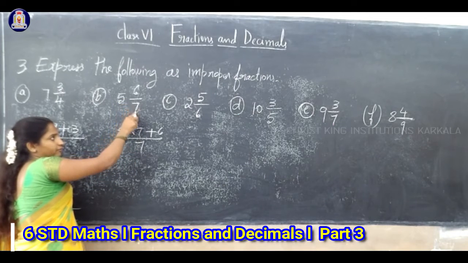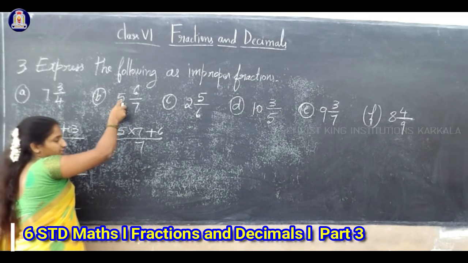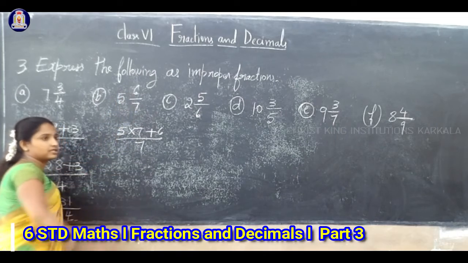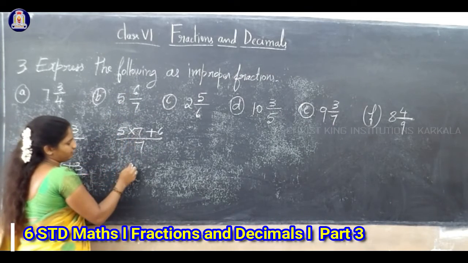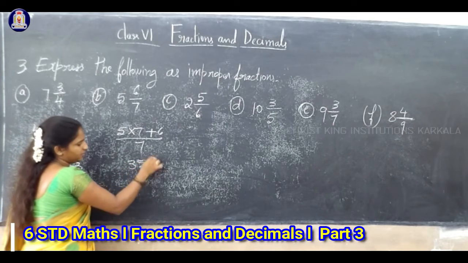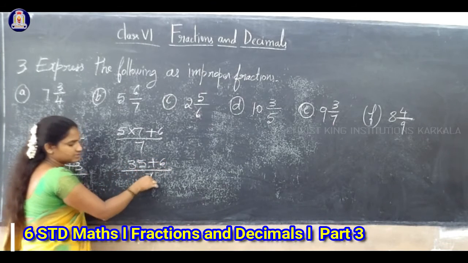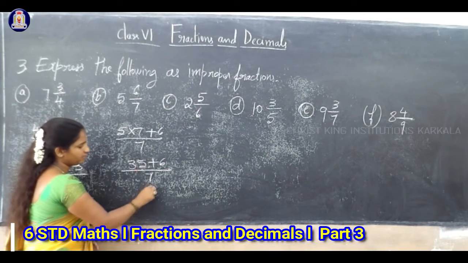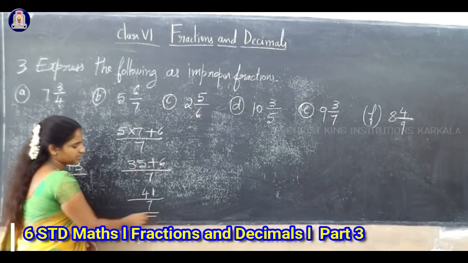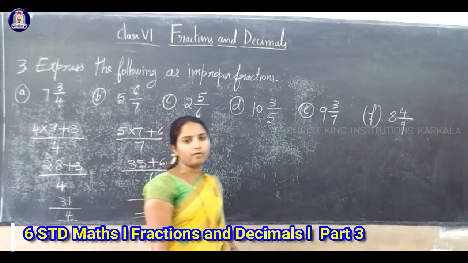Directly you can multiply. 5 sevens are, 7 5s are 35. 35 plus 6, 41. Is it correct? Yes. So write 7 5s are 35 plus 6 by 7. So 35 plus 6 is 41 by 7. Okay. So this is the improper fraction.